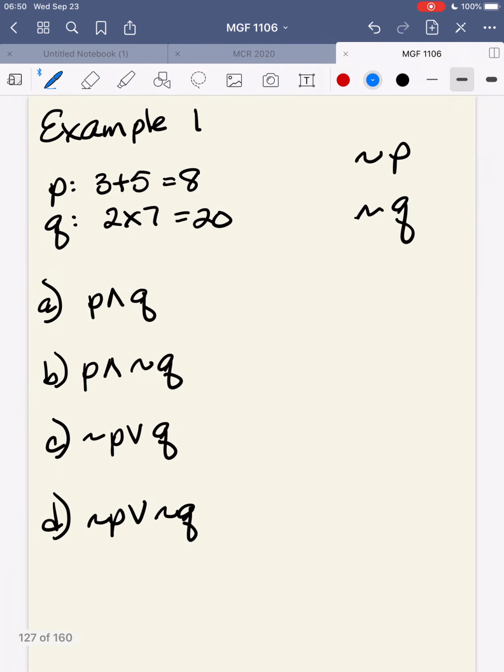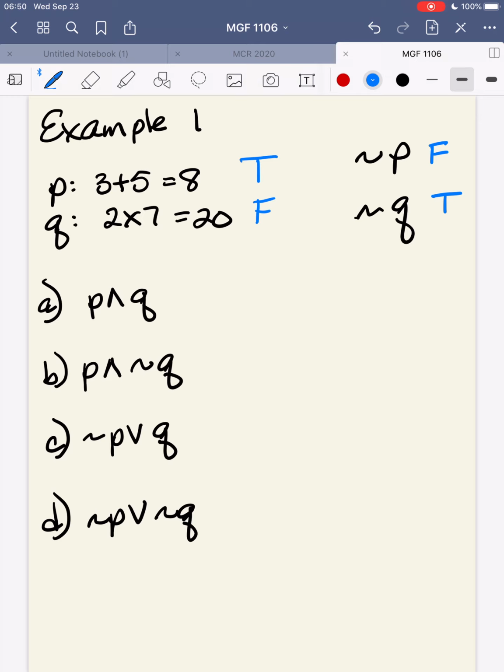Let's go ahead and look at example 1. This is on page 40. So I'm looking at a P and a Q, which are math problems. All right. And I have 3 plus 5 is equal to 8. Well, that is indeed true. And I have 2 times 7, which is 20. That's not true, that's false. Okay. And because I'm going to need them later on, I want to look at my not P. My not P is going to be false. And my not Q is going to be true. Okay. So I'm going to need those for the next 4 examples.